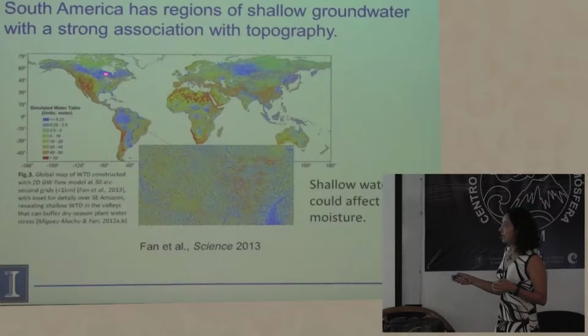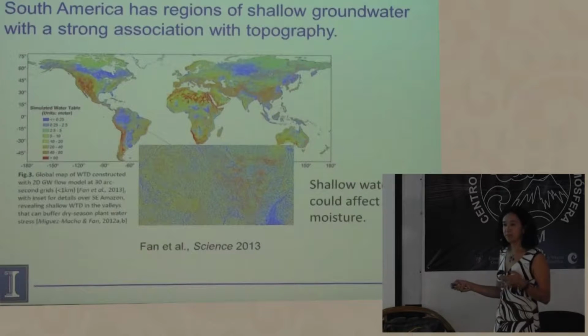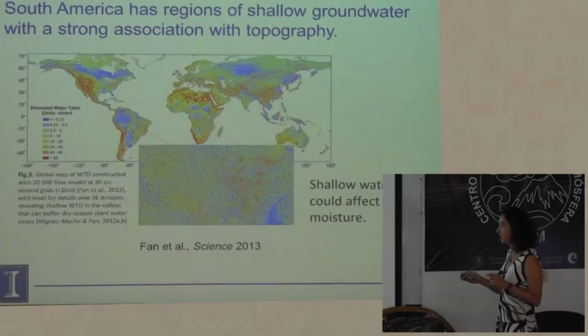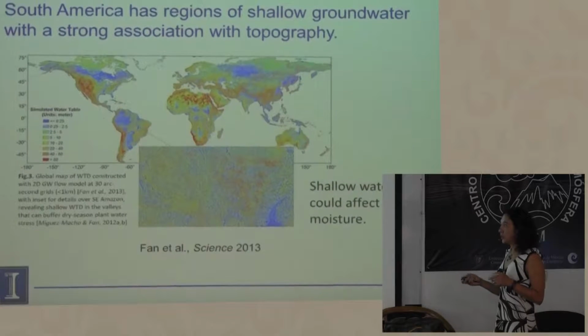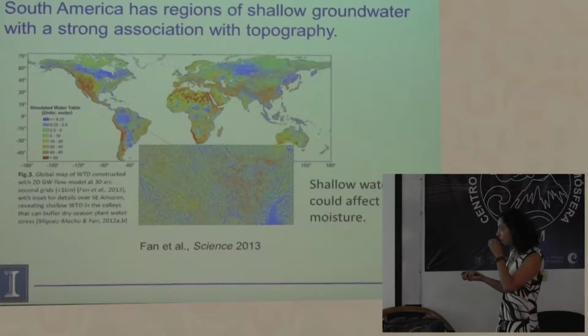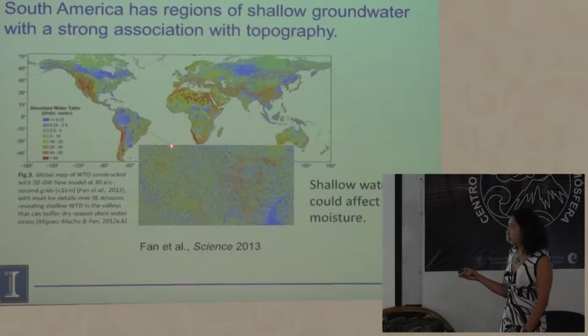Any area that is in blue has a water table less than 2.5 meters deep. This roughly 2 meter threshold is important because that's where most models have their roots. That's how deep the roots go. So this is something key: anything in blue, the vegetation could potentially have access to groundwater. And if you look at South America, there's a very large region that has shallow groundwater.